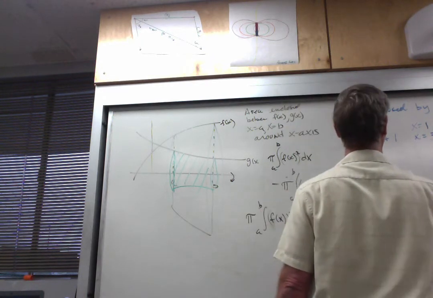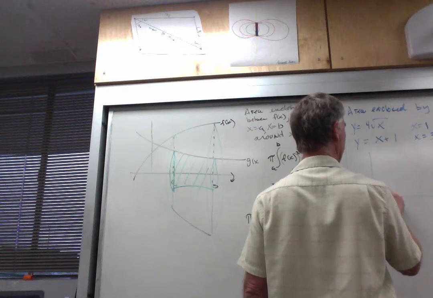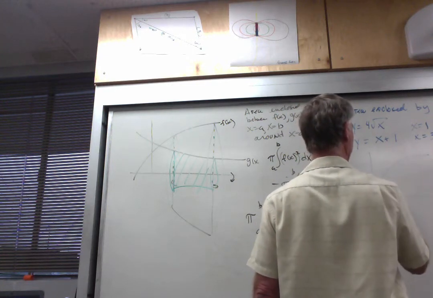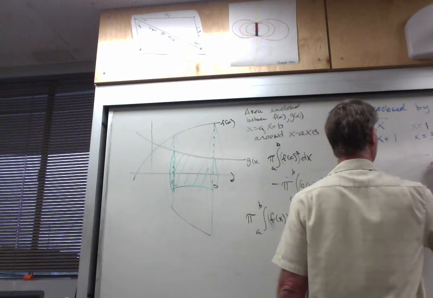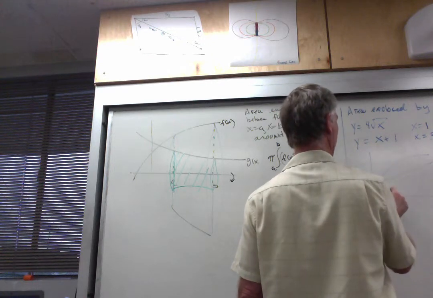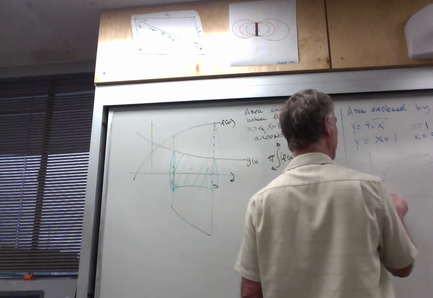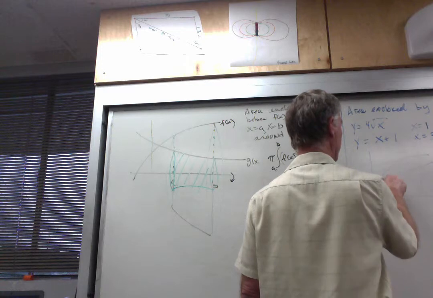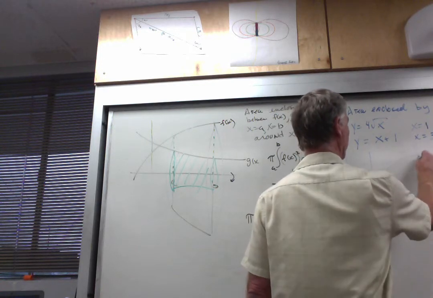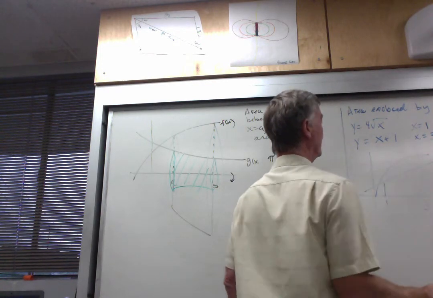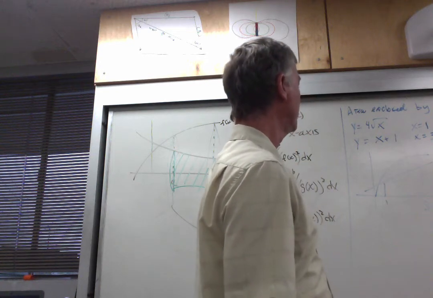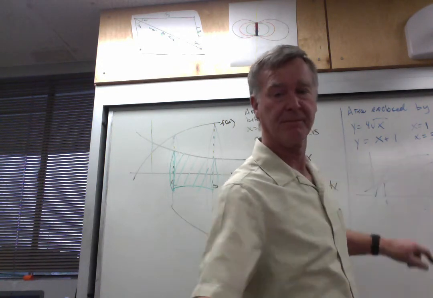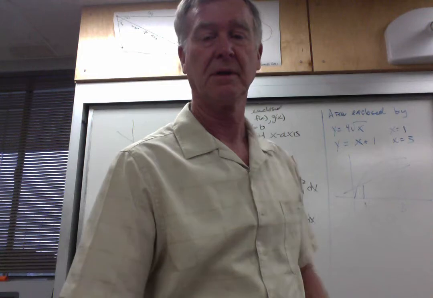So if we graph that out, y equals 4 square root of x would look something like that. y equals x plus 1 would look something like that. And we're going from 1, I don't know if it's right there or not, 1 to 3. First thing we'd want to do is know which function is on top, and it would be this one.